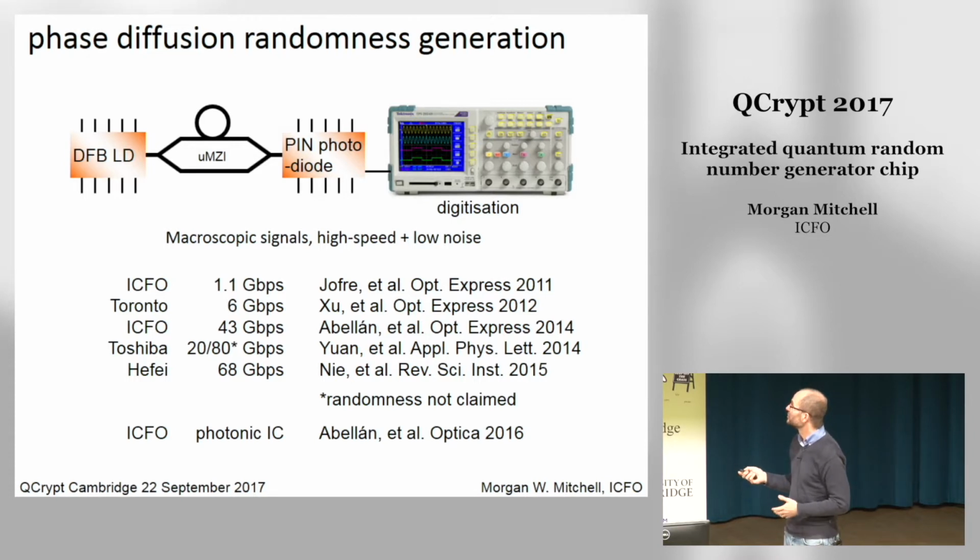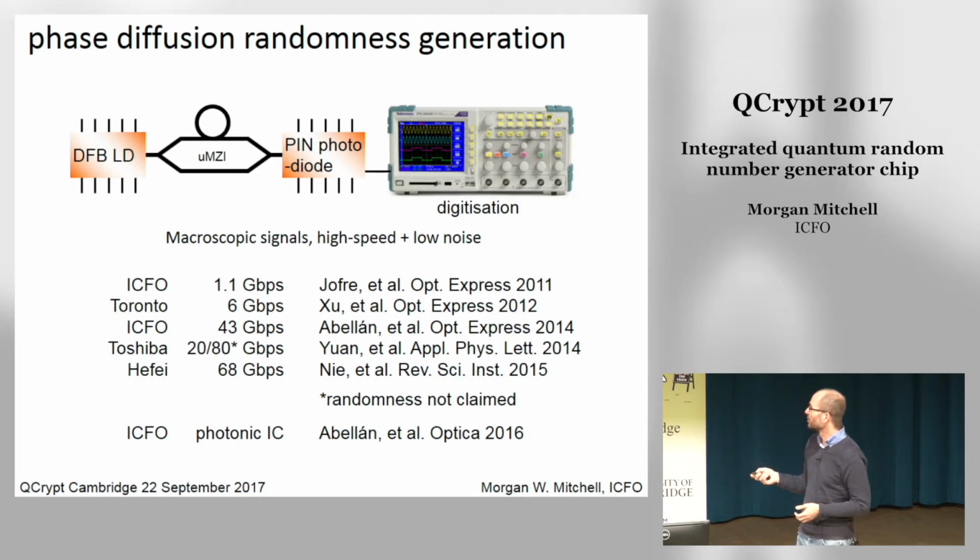This is a phase diffusion technique where you take a laser. The laser naturally has a phase diffusion process, which is driven by spontaneous emission. So at least a part of that is quantum. With an interferometer, you can convert those phase fluctuations into amplitude fluctuations, which then can be efficiently and quickly detected by a photodiode. And since 2011, the records for speed of quantum random number generation have been held by this kind of technology. So, and they went up quickly for a while.